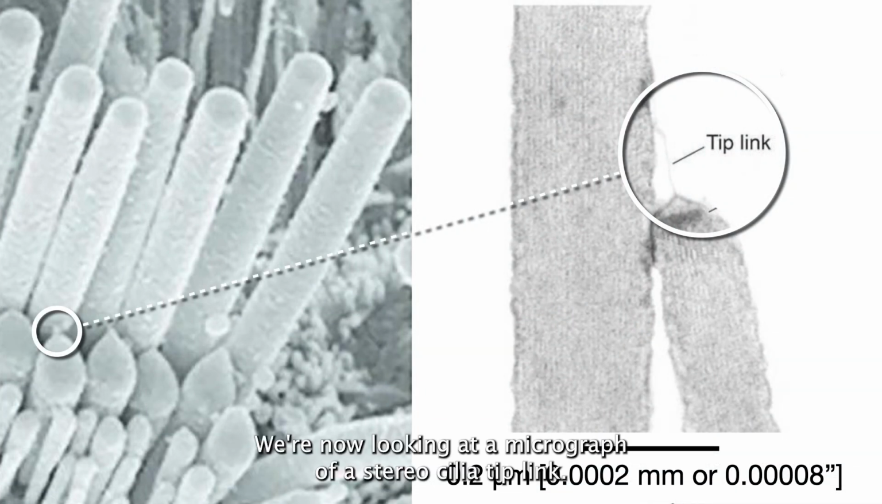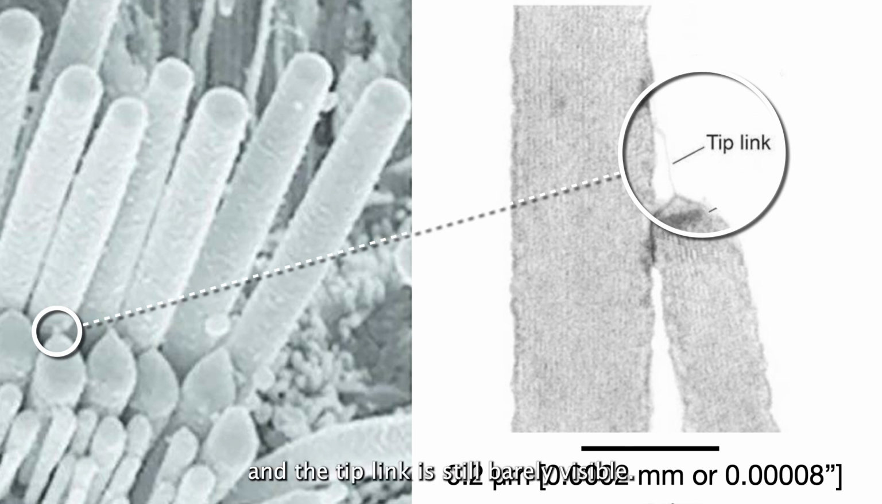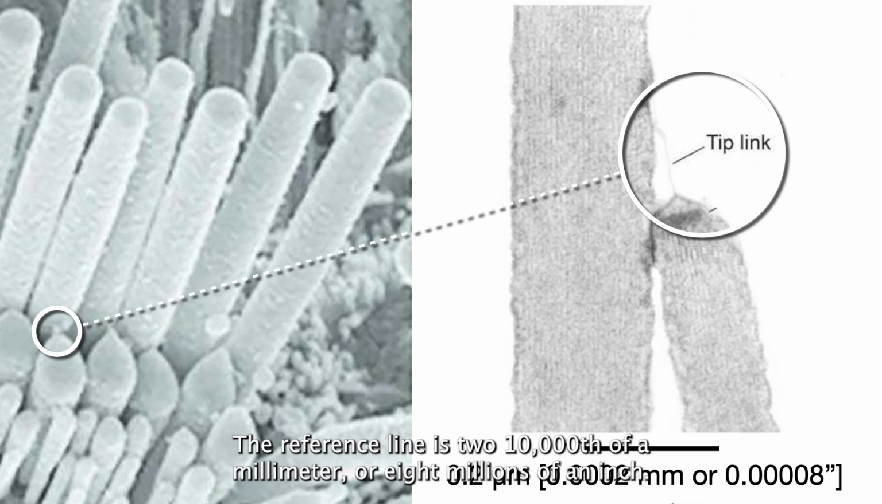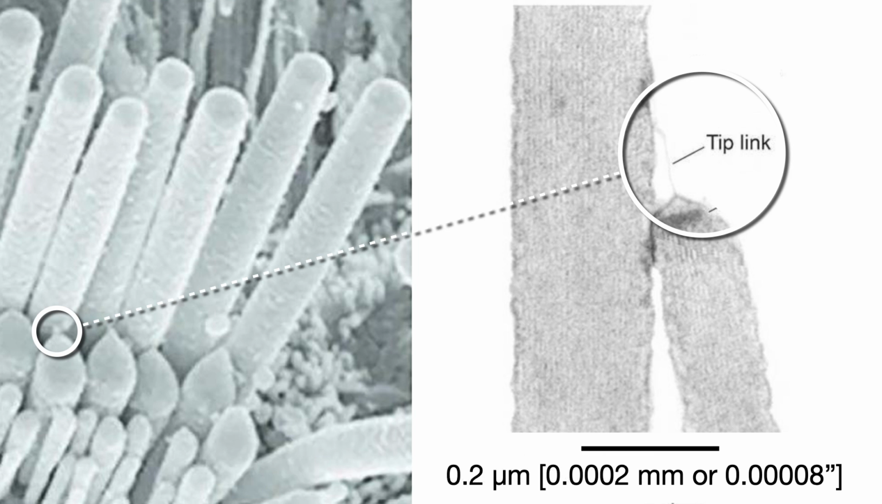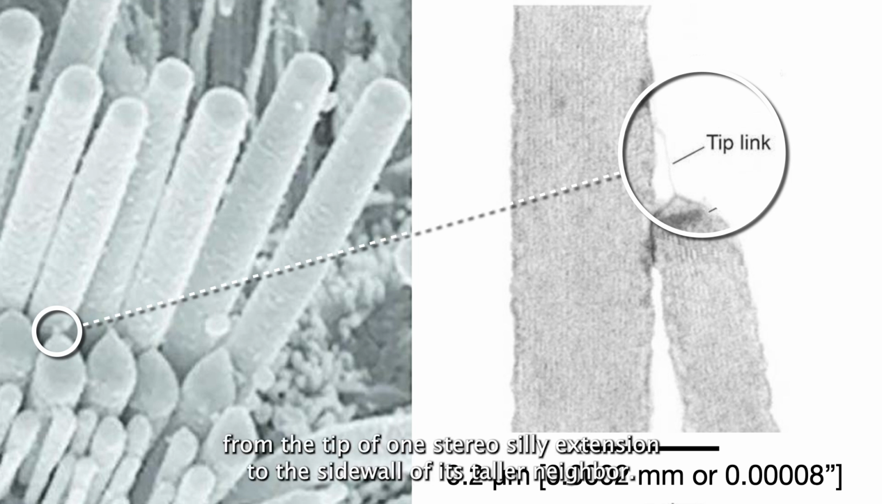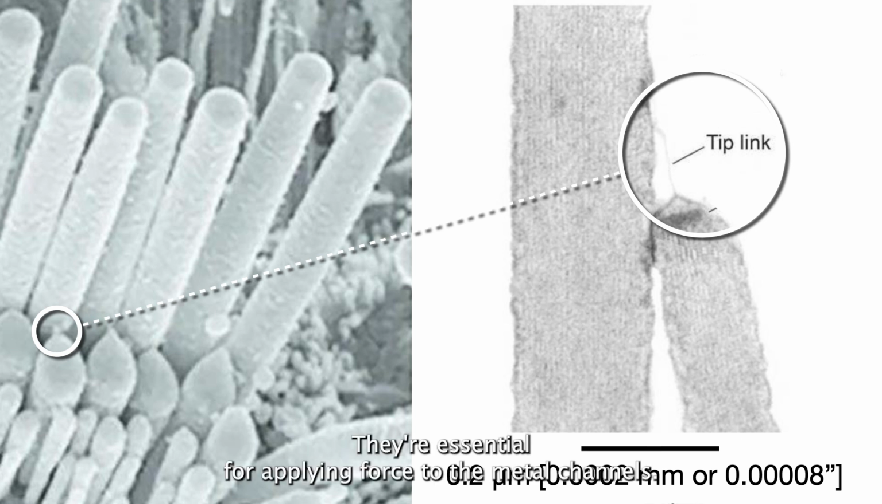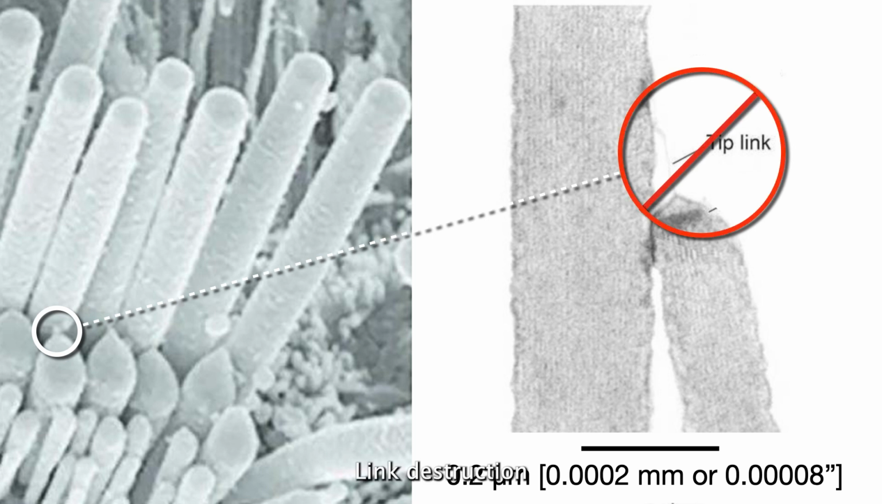We're now looking at a micrograph of a stereocilia tip link. Note the magnification has increased tenfold, and the tip link is still barely visible. The reference line is 2/10,000ths of a millimeter, or 8/millionths of an inch. Paraphrasing Dr. Fettiplace, tip links extend from the tip of one stereocilia extension to the side wall of its taller neighbor. They are essential for applying force to the MAT channels. Tip link destruction totally eliminates transduction.